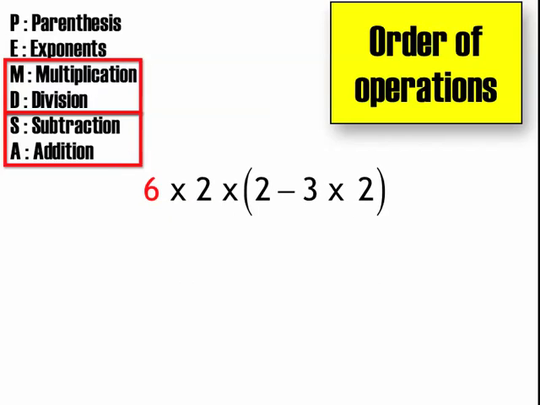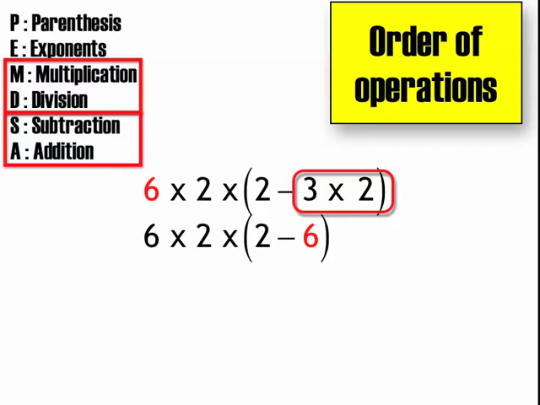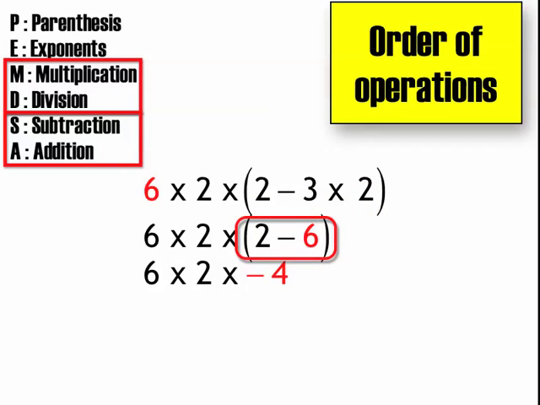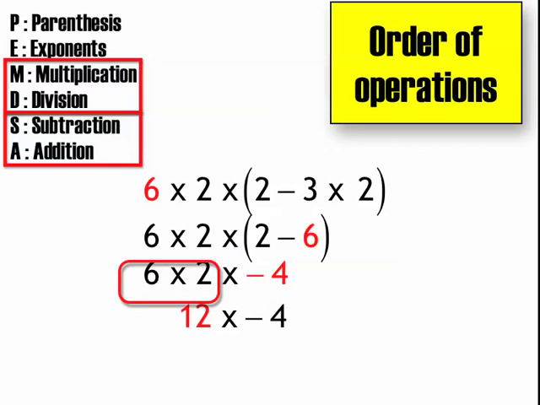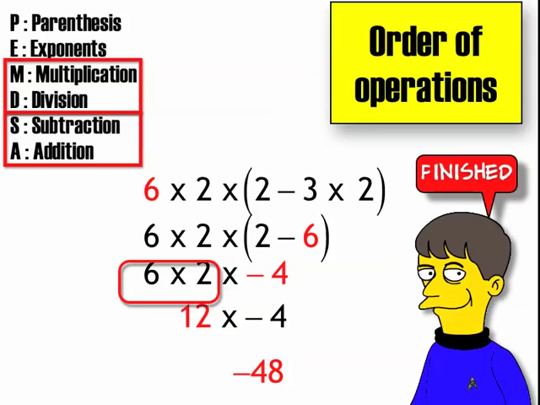Again, applying PEMDAS. So that's going to be the multiplication first in this case. So 3 times 2. That's going to be the first thing I handle inside my parentheses. And that's going to give me 6. And then from there, 2 minus 6. And that gives me negative 4. So now my parentheses are gone. 6 times 2 times negative 4. So I go back to PEMDAS for the whole expression, starting with multiplication. 6 times 2, that's going to give me 12. So that's 12 times negative 4. Since I just have those two, I just multiply them out and I get negative 48 for my final answer.